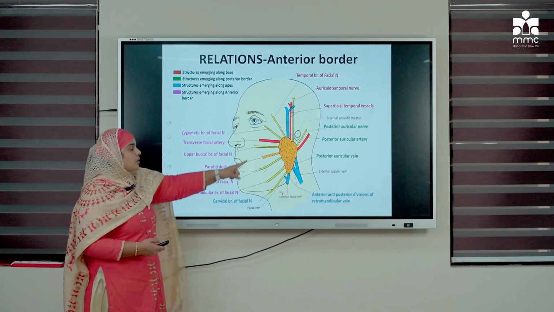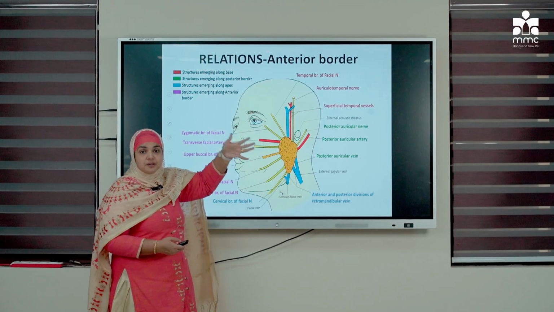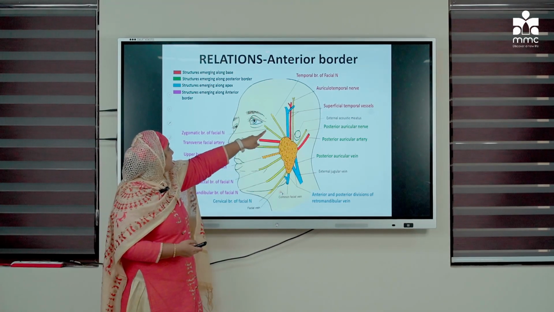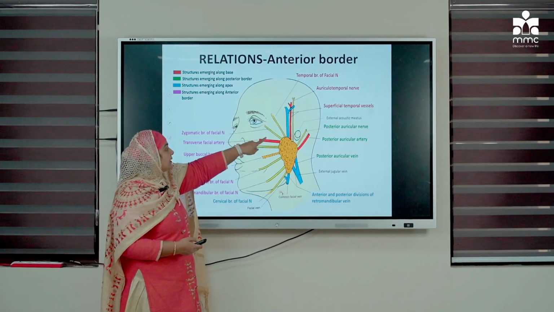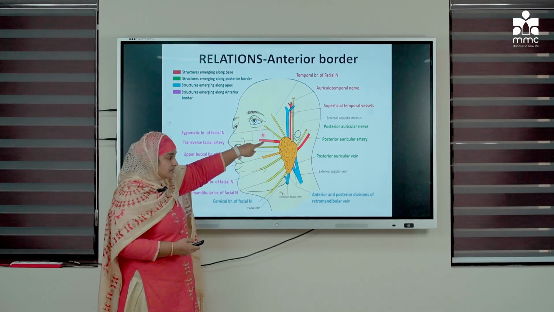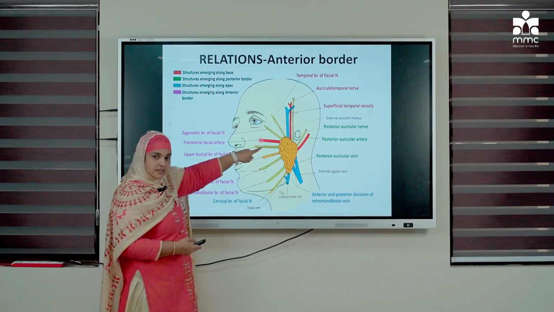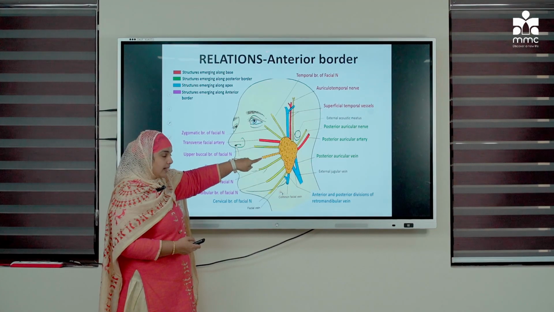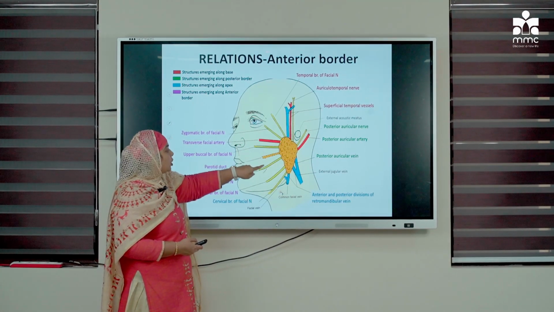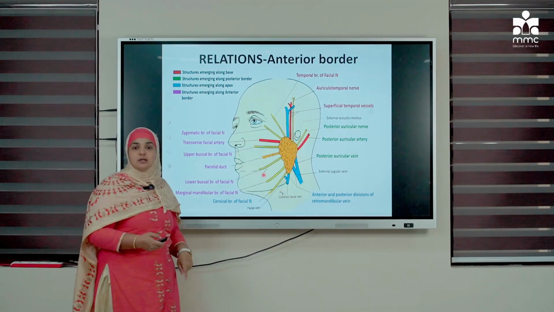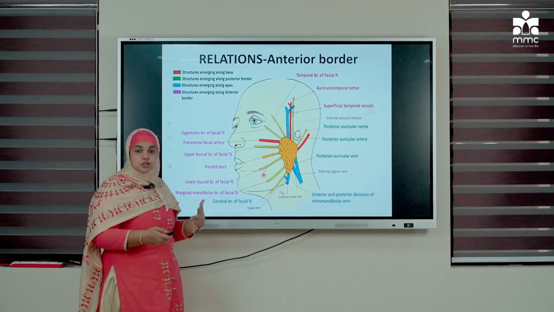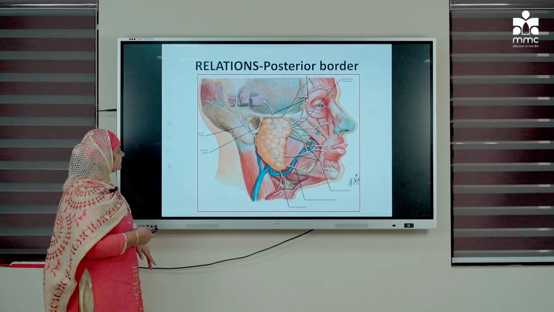So, what are the structures emerging from the anterior border? First we have the zygomatic branch of the facial nerve, then the transverse facial vessels, then the upper buccal nerve, then the parotid duct, and sometimes the accessory parotid gland if present, the lower buccal nerve, and the marginal mandibular nerve. So, these are the relations of the anterior border.